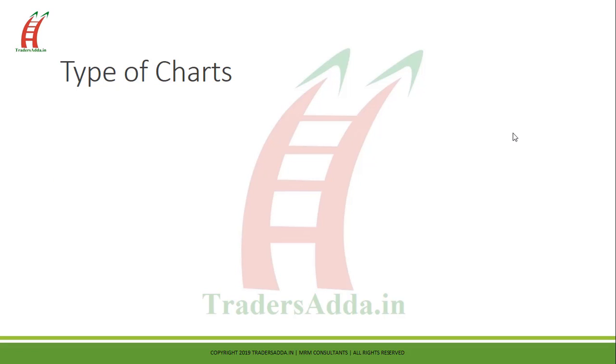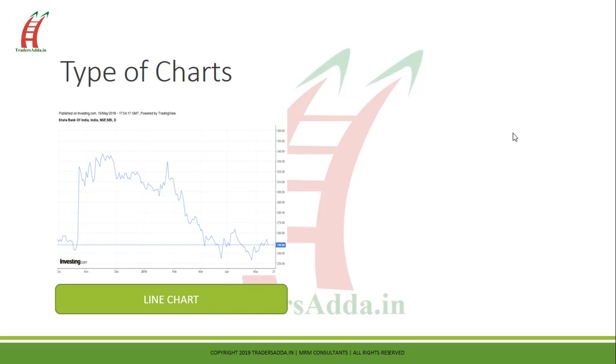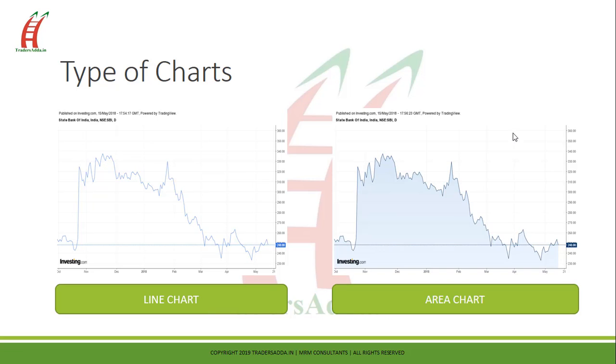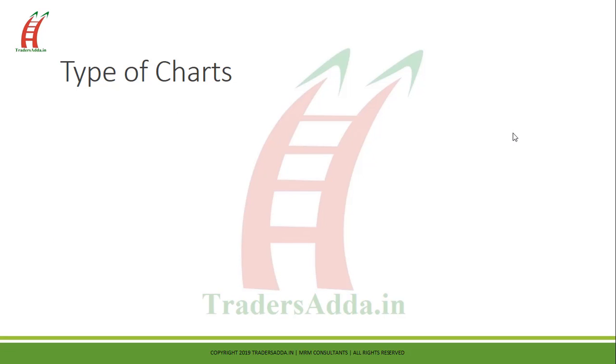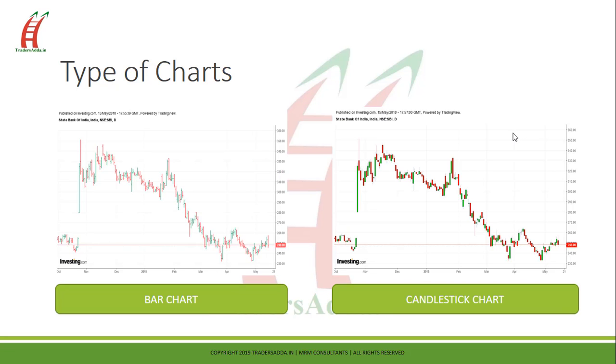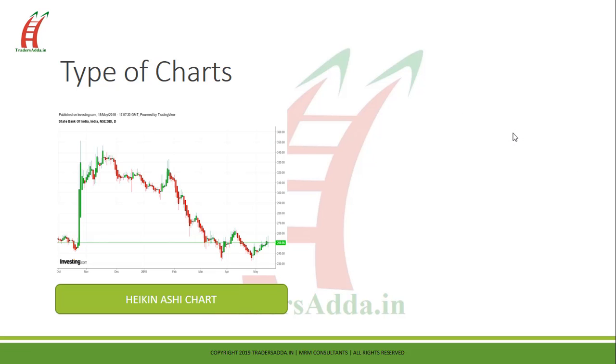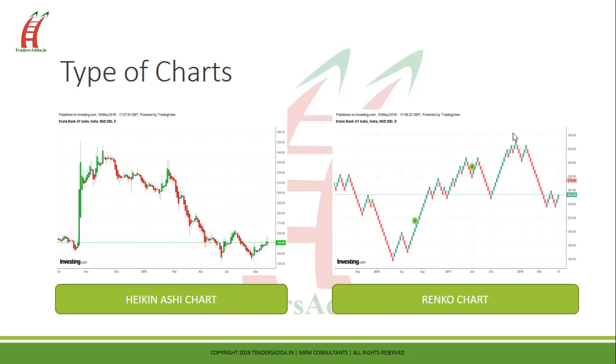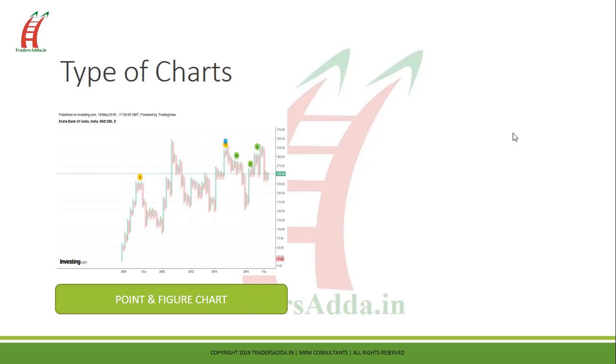Listed below are the different types of charts used by traders. No chart is better than the other. It depends on the comfort level of the trader which chart he/she wants to use for analysis. Line charts, area charts, bar chart, candlestick chart, which is the most popular, Heikin-Ashi chart, Renko chart, point and figure chart, and the list goes on.